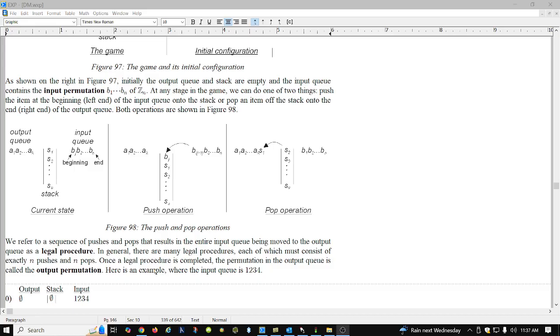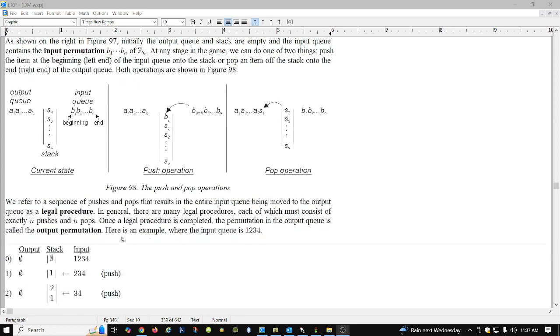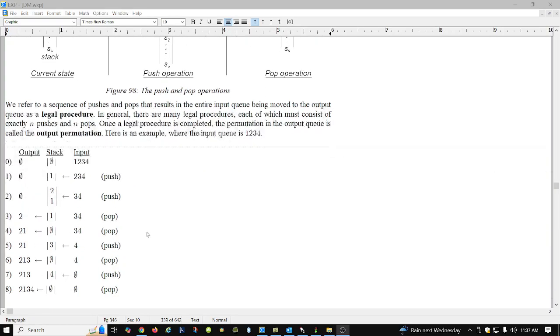Now, in general, there are many legal procedures. The only thing they have in common is that they have to have exactly n pushes and exactly n pops so that everything gets moved to the output queue. Once a legal procedure is finished, the permutation in the output queue is called the output permutation. So let's do an example.